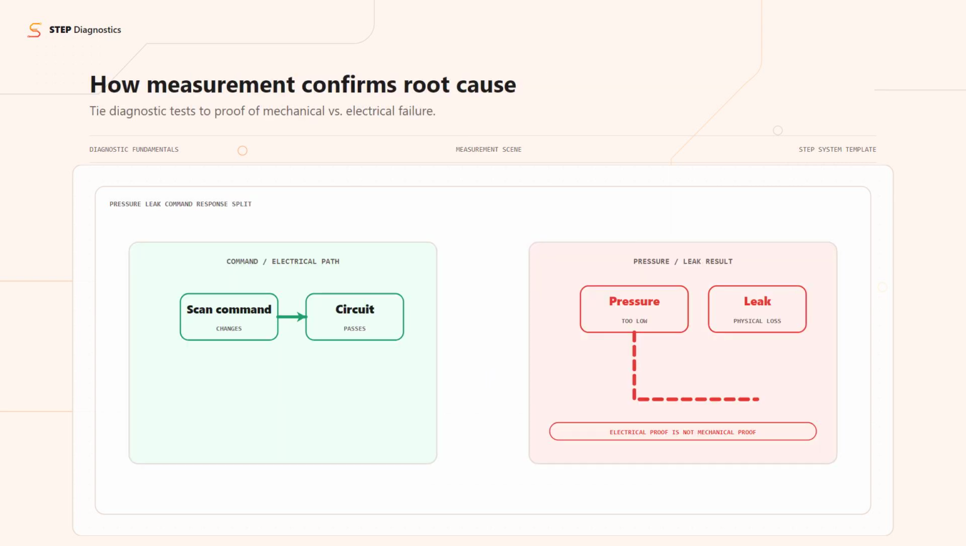Direct measurements, such as backprobing a sensor, reading voltage with a multimeter, or using a scope, confirm whether the signal is correct at the sensor and at the ECU. If both show expected voltage, but scan data is off only under certain physical conditions, suspect mechanical root causes, like sticking valves or timing issues.